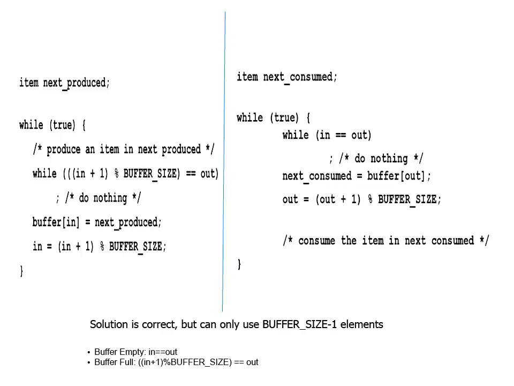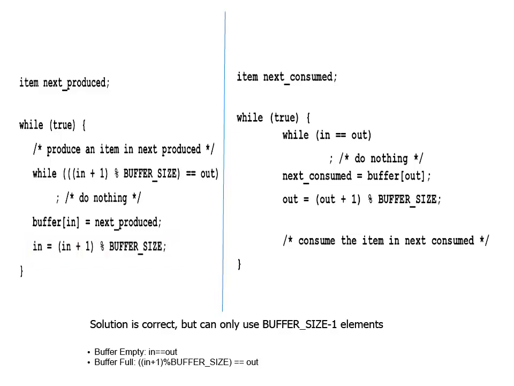When this is not true, that means the buffer is not totally full. So it will move to the next command, which is buffer[in] = next_produced. So it will put the item next_produced in buffer[in]. Then it will recalculate in, which is (in + 1) modulo buffer_size.